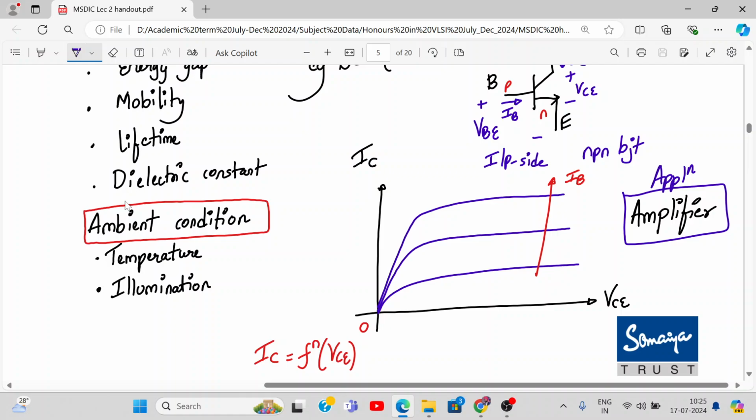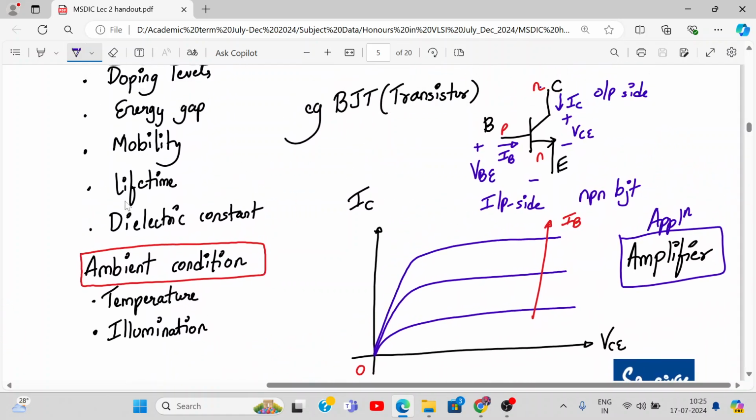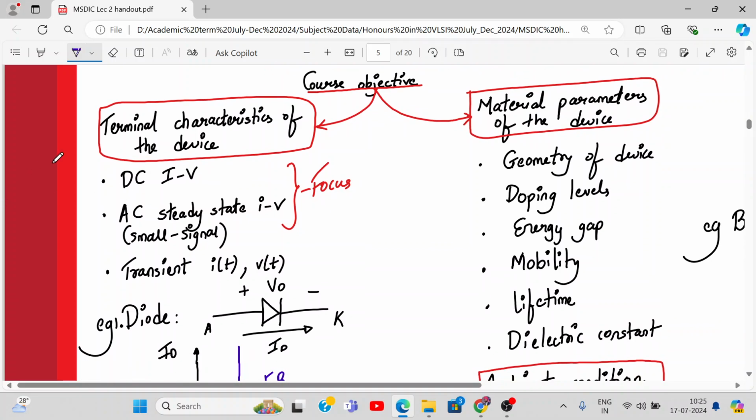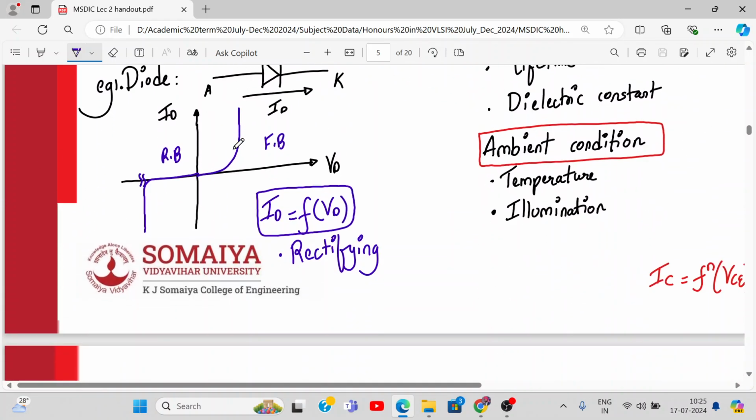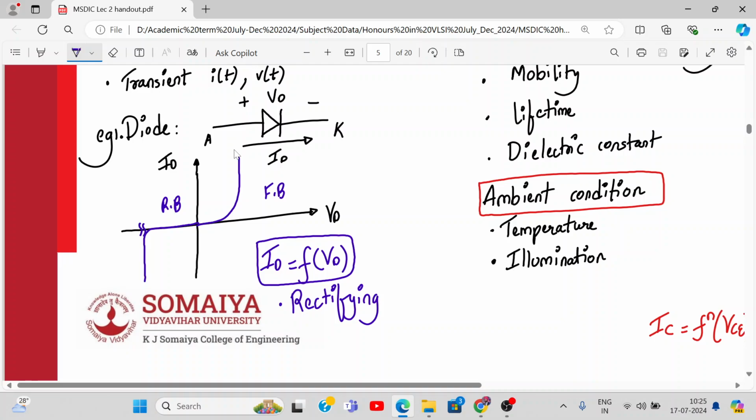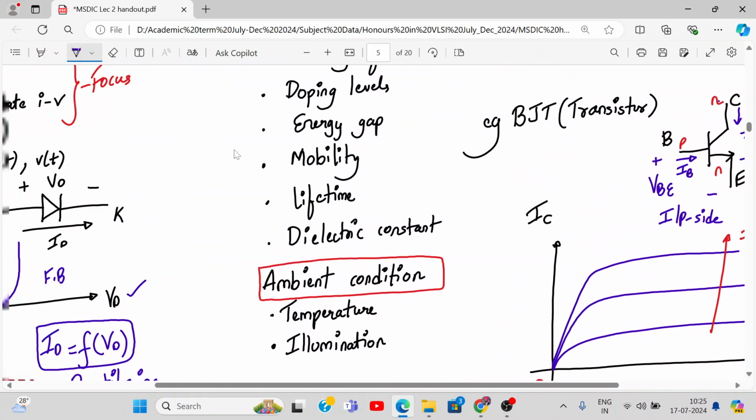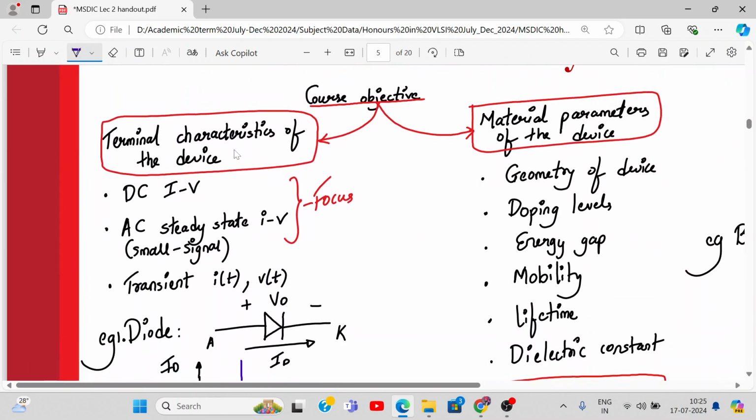All right, everyone. Now let us look briefly into the devices part. Any doubt over here, students? Understood. The course objective is to relate terminal characteristics of the device. We have seen two terminal characteristics. This is the first one, and this is another. During our entire course, we'll study these terminal characteristics of these devices in detail and relate them to the material parameters of the device like doping levels, energy band gap, mobility, lifetime.